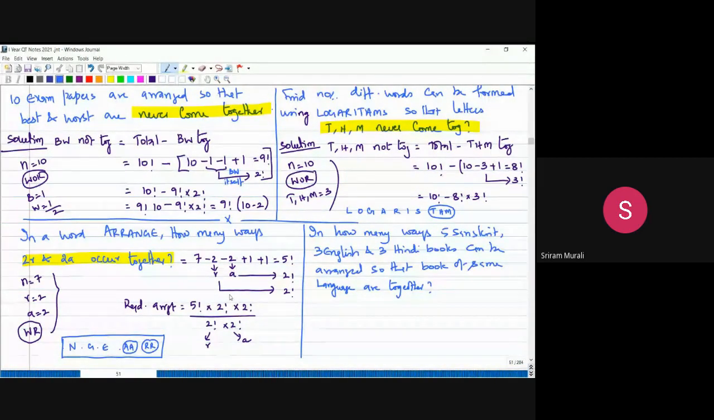Now you take, this is another question. Here, together or not together is specifically given on vowel or consonant, vowel or best, worst or 2A, 2R or THM. It is given on specific things. Here, in a total arrangement, for an example, 5 Sanskrit books, 3 English books, 3 Hindi books. This can be arranged in how many ways? The books can be arranged so that all the subjects, same language, are together. What are they trying to mean? I should take like this.